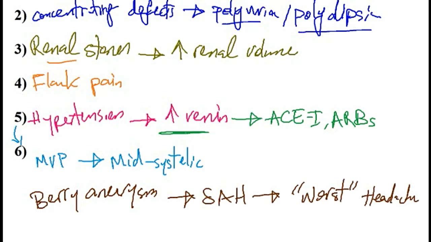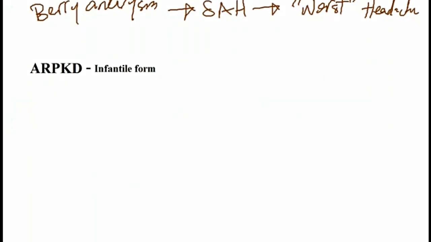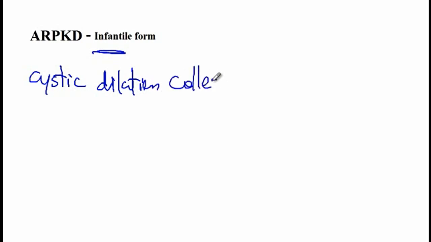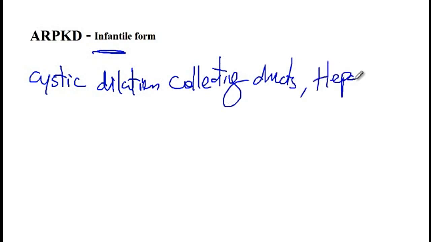of their lives. The next condition is autosomal recessive polycystic kidney disease, which is seen in infants, and these patients present with cystic dilation of the collecting ducts, as well as the congenital hepatic fibrosis that causes portal hypertension.